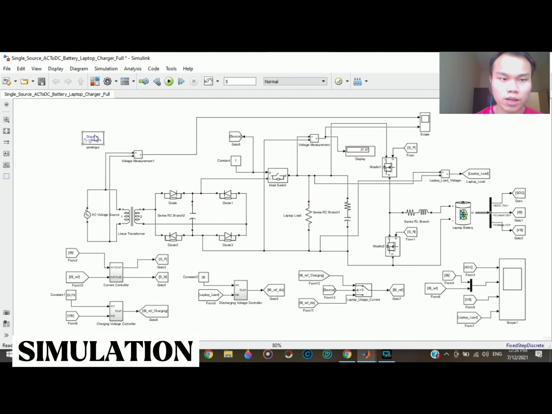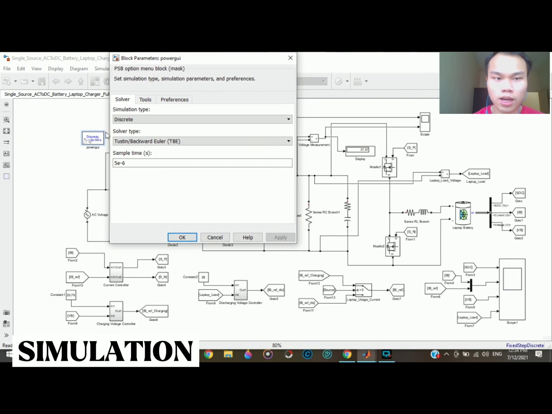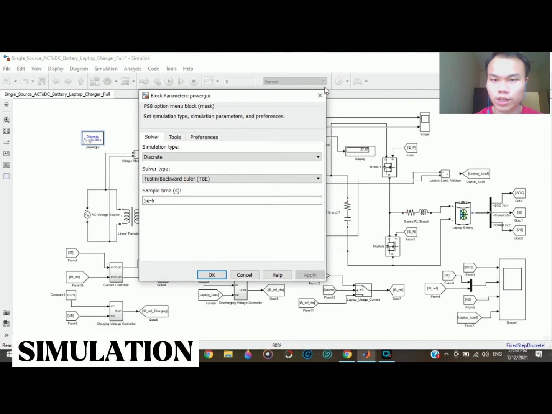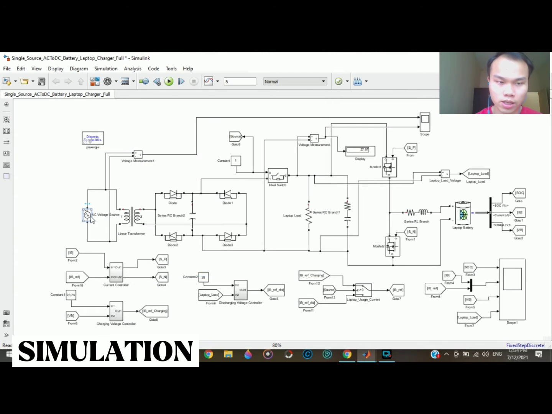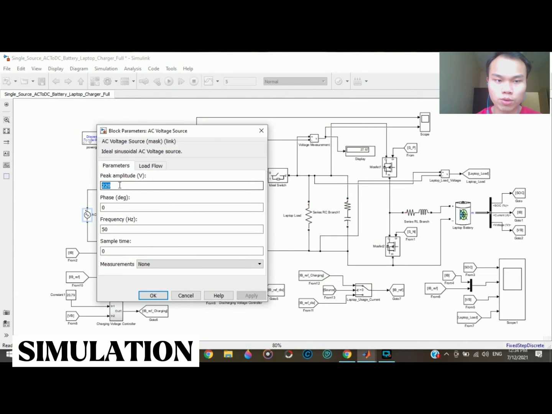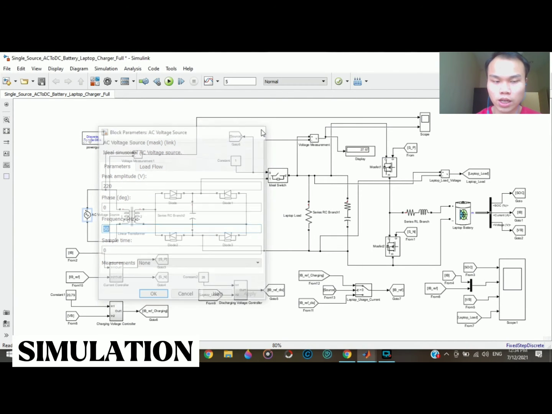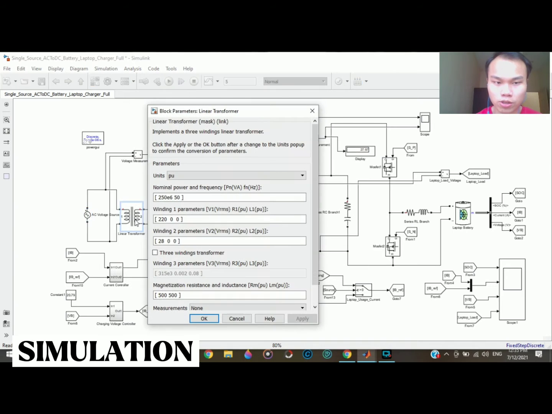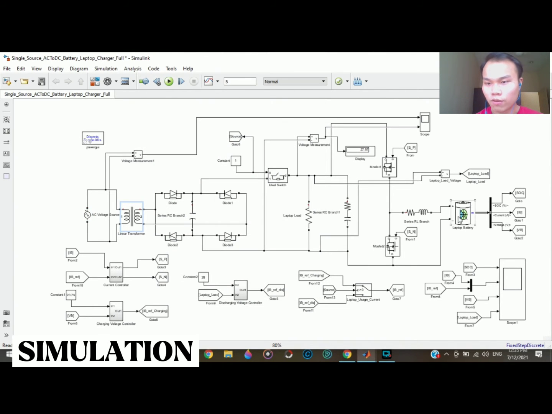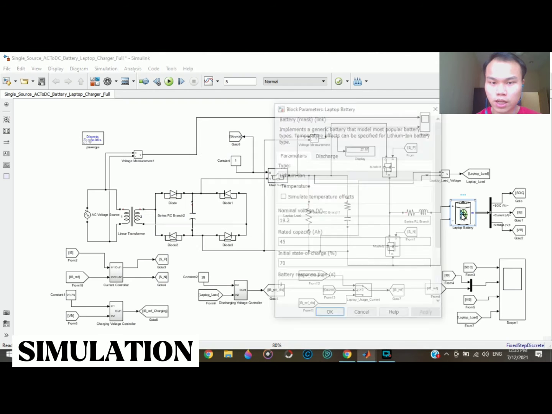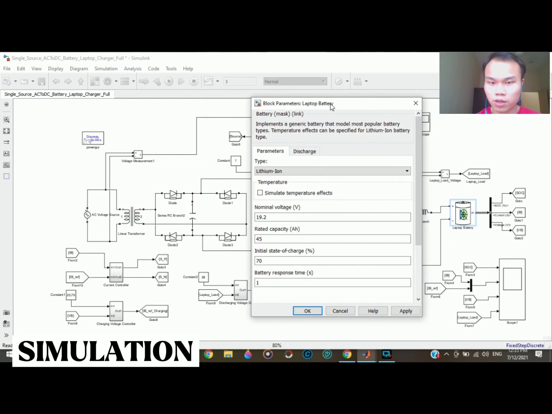Over here in my simulation, I am using a Power GUI with a discrete and a TBE solver and an AC voltage of 220 volts and 50 Hz frequency. So I'm going to step down using a linear transformer from 220 to 28 volts. For my battery, I'm using this 19.2 nominal voltage and a 45 ampere hour.